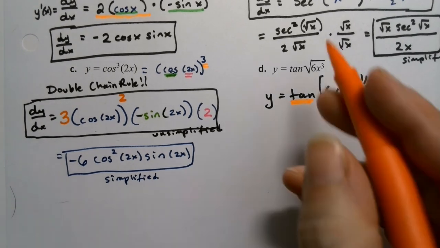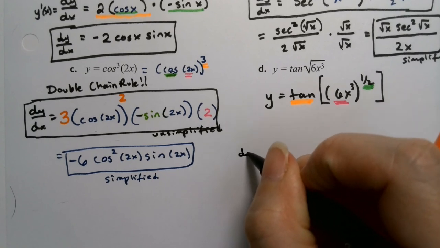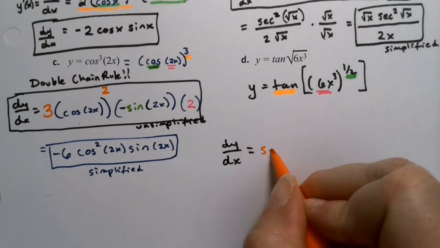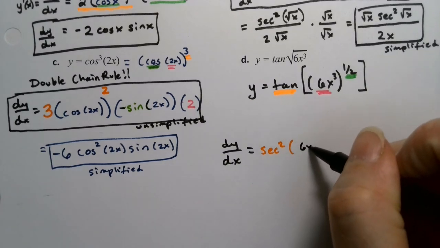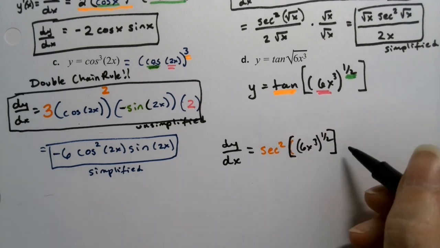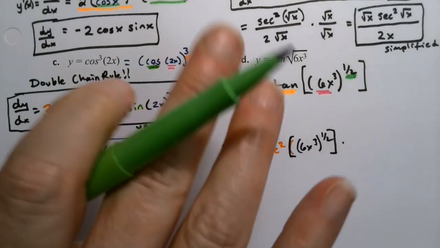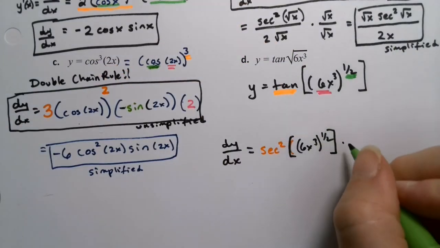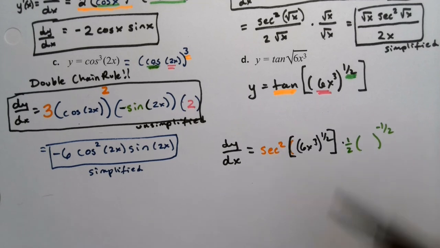So for the derivative, dy dx, it would be equal to secant squared of, and then leave everything else alone. So 6x cubed to the 1/2 power times, all right, then we have to take the derivative of the 1/2. So the tangent's done. We've done everything with the tangent. So now we're going to do the part that involves the 1/2 power. So that'd be 1/2 to the -1/2, and then leave the 6x cubed inside alone.